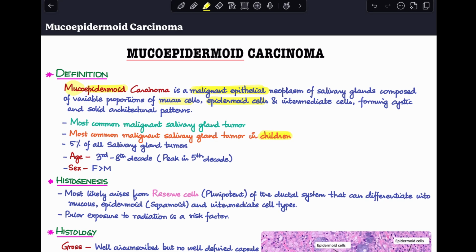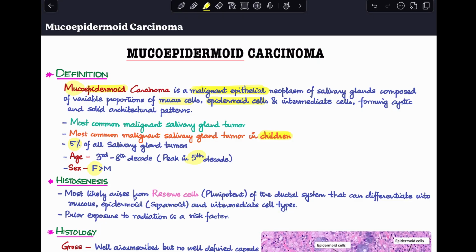So this comprises about 5% of all salivary gland tumors. The age group is a wide range. It is seen right from the third decade to the eighth decade, but the peak is seen around the fifth decade. And just like all other salivary gland tumors, this is also more common in females.